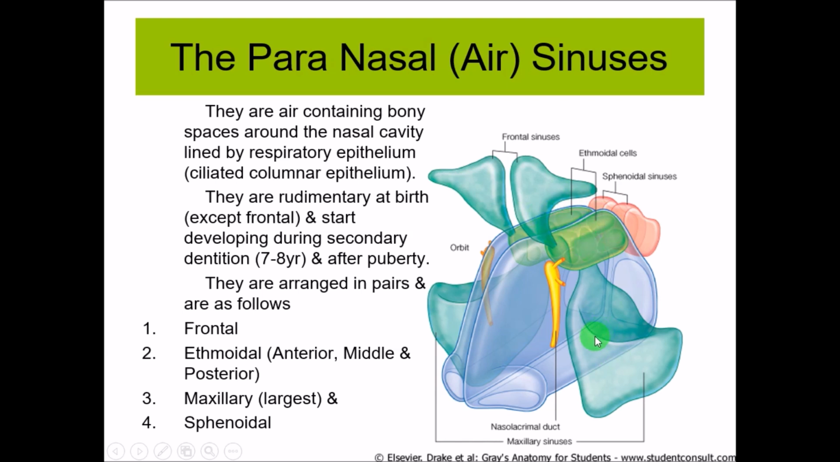Then we have the maxillary air sinus within the maxilla, the bone of the upper jaw, and we have the sphenoidal air sinus within the sphenoid bone, and ethmoidal air sinus within the ethmoid bone. Depending on which bone they are present in, they are named accordingly. So they are the frontal air sinus, the ethmoidal air sinuses, the sphenoidal air sinus, as well as the largest one, which is the maxillary air sinus.